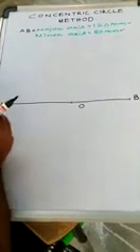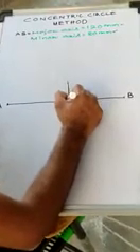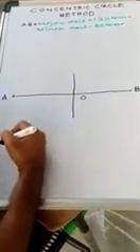After locating the point O, draw a perpendicular line to the AB line. Above O 40 mm, below O 40 mm. This is the minor axis.